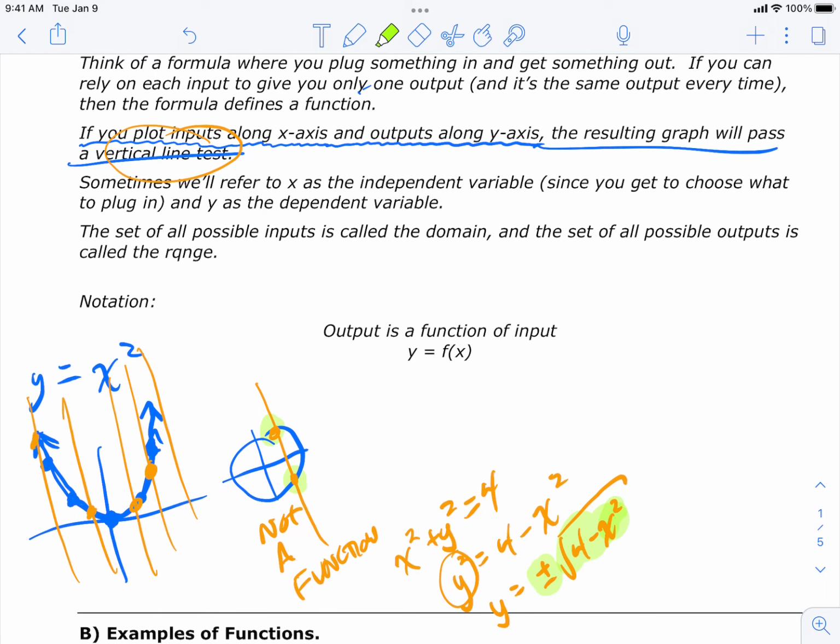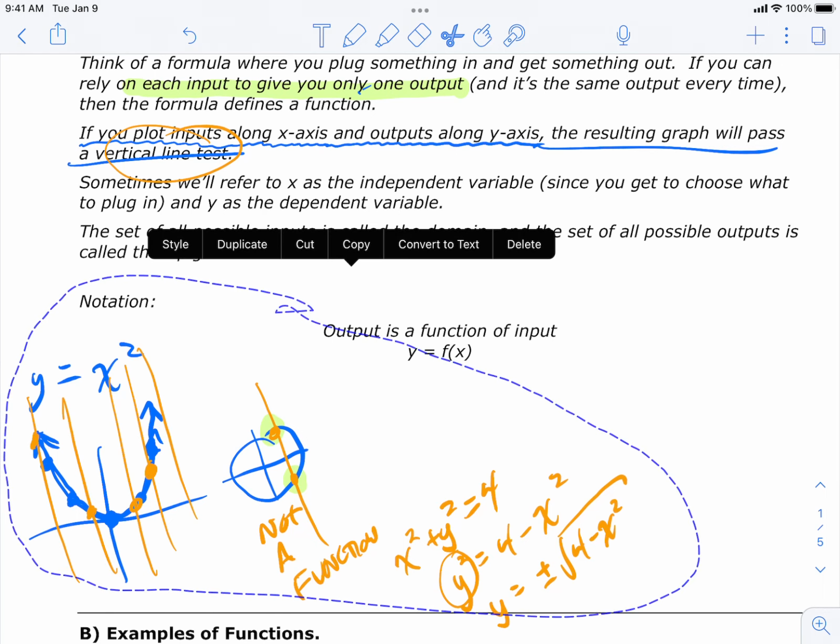Okay, you don't just get one output. You're supposed to get one and only one output. That's why the circles are not functions. Anyway, let's get rid of all this stuff. We kind of don't need this anymore.